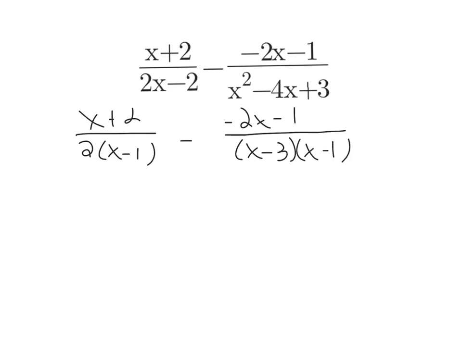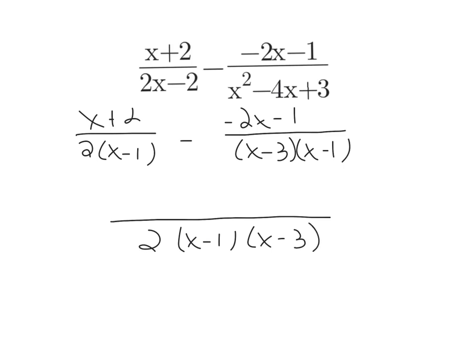Okay, here we go. Find your LCD, which means all the factors. I have a 2, I've got an x minus 1, and an x minus 3. Notice that I did not put x minus 1 squared because there's no squared up there, okay? Remember, do not add exponents to anything. Use what they have in common, use the biggest exponent. So here's what I'm saying.